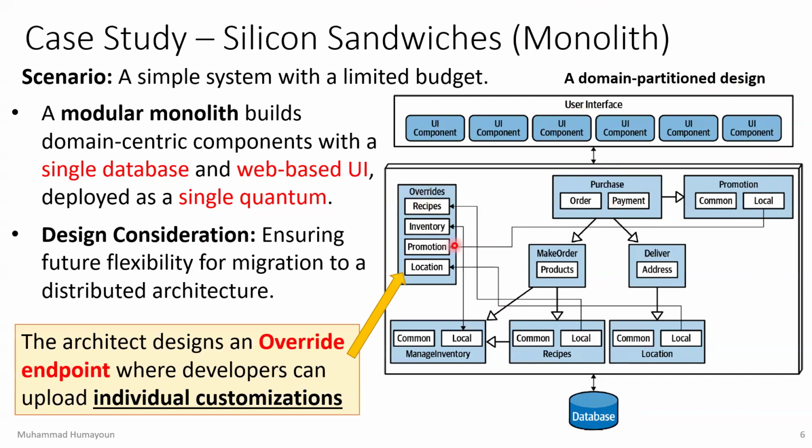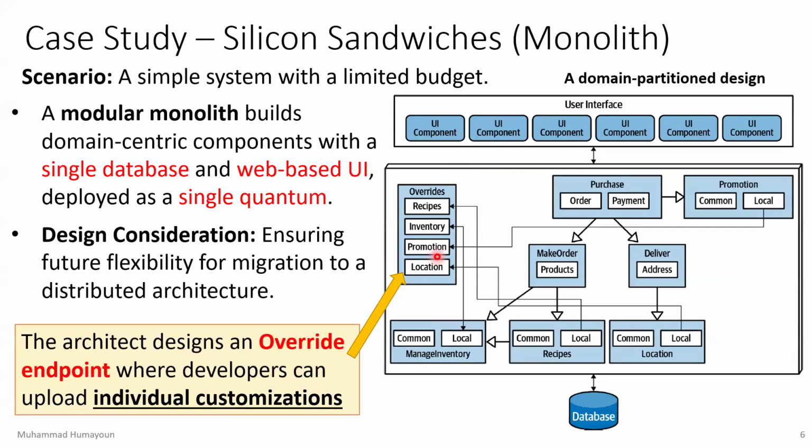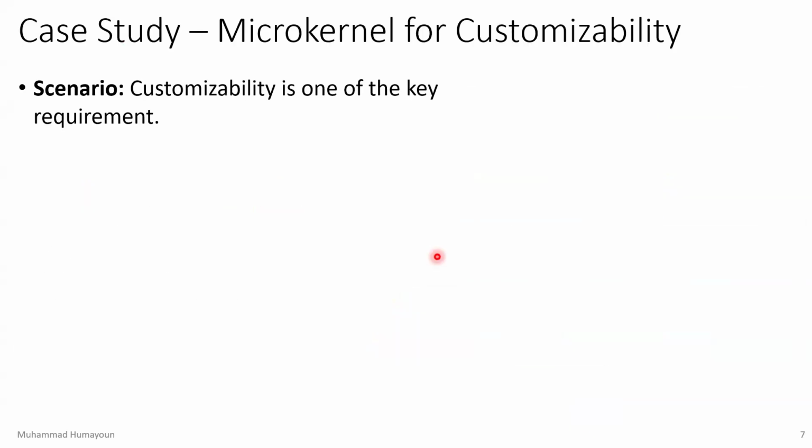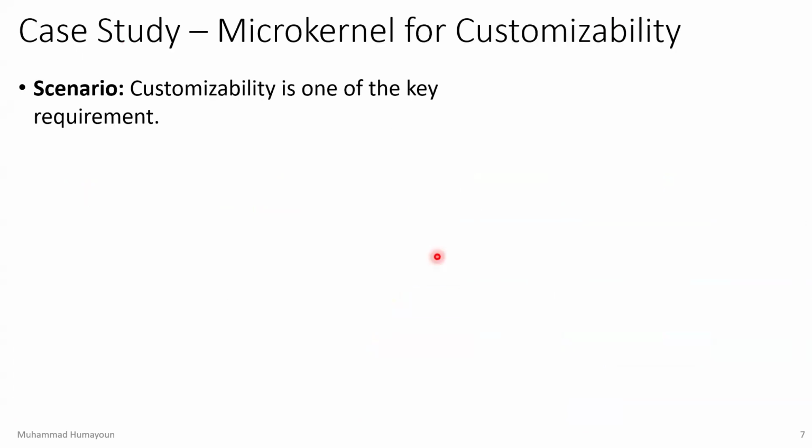As I said, these overrides are just hooks or endpoints that you generate for individual customizations, which can be plugged in afterwards with respect to the region it will be deployed in. So let's also discuss the same Silicon Sandwiches, but with a microservices architectural style. Remember that microservices is also a distributed architectural style.